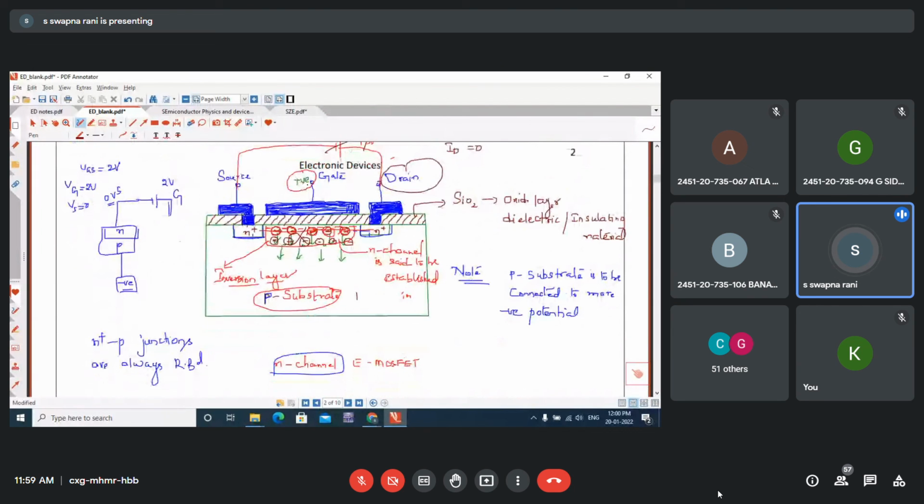So why is it called enhancement? Initially there was no channel, but during its operation with sufficient positive voltage on the gate, the channel has been established. So that is why it is called enhancement mode.